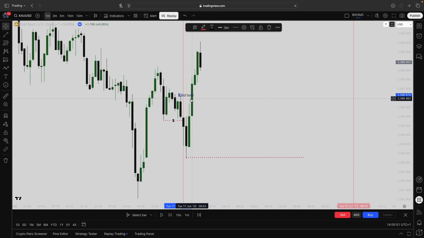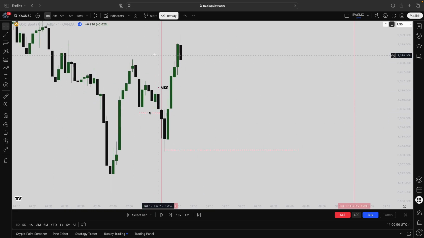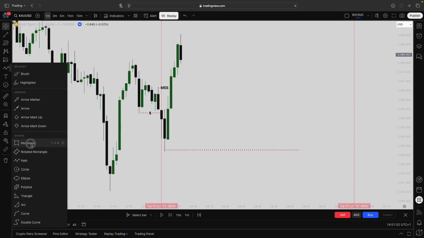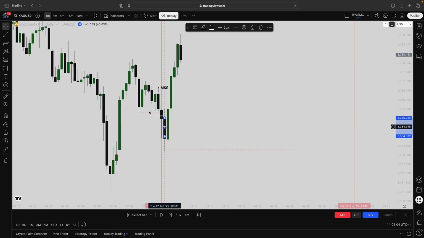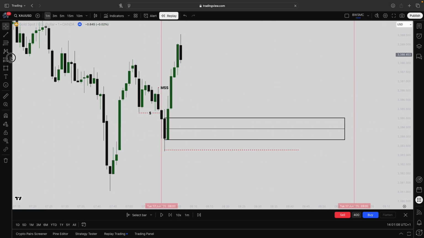Well, the rejection of the low is not confirmed, but what is confirmed is the market structure shift of the high. Either of these two could be step 2 or step 3. It doesn't matter. Once we get the confirmation, then we know we have a good trade. So we can see a 1 minute order block right here, and we're going to be entering off of that 1 minute order block.